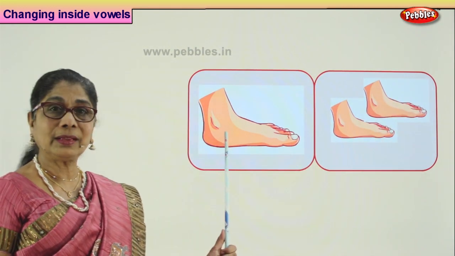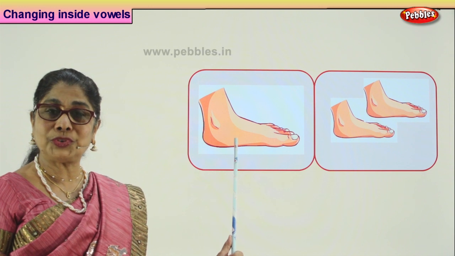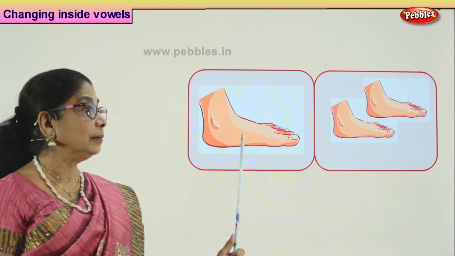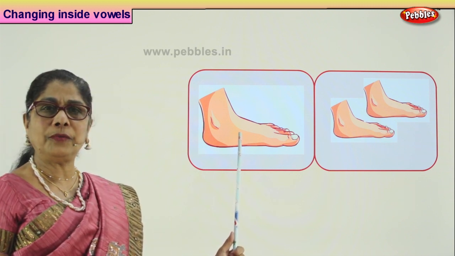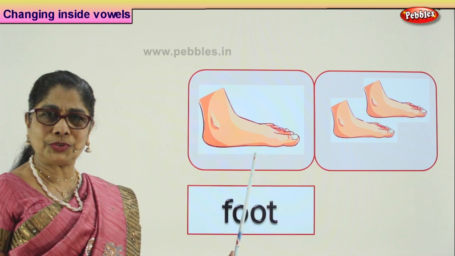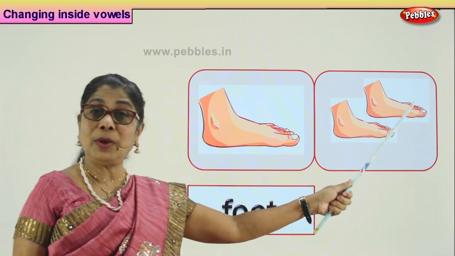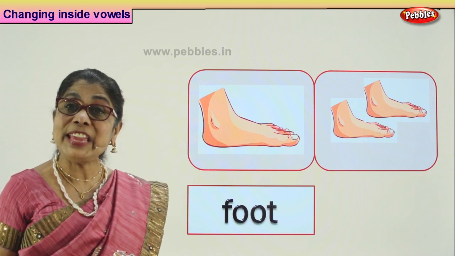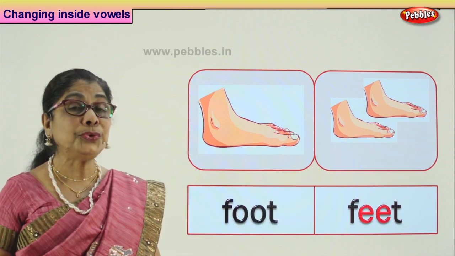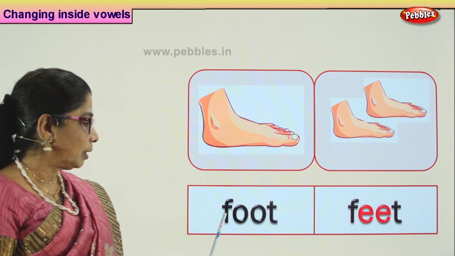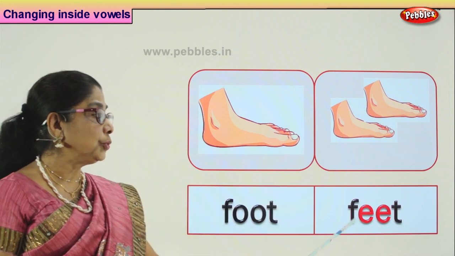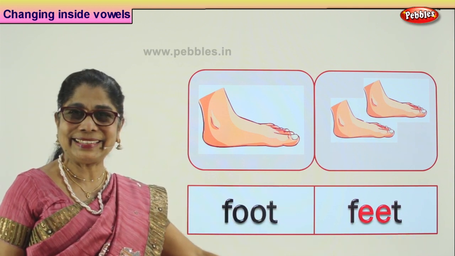Look. One foot. Keep your right, left foot forward. Teacher says, put your left foot forward and then the right. This is one foot. And how many? You have one and one. You have two feet. You have one foot. And here you have two feet. We are changing the inside vowel. One foot, two feet. Good.